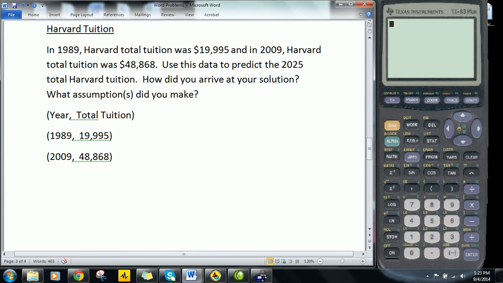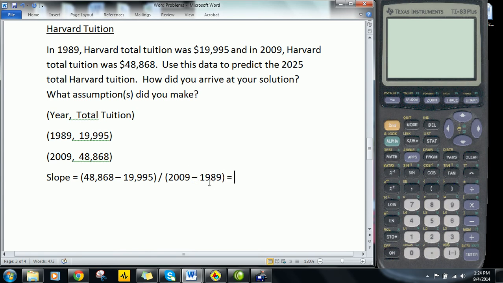Well, slope is the change of the dependent variable, the change in total tuition, which would be 48868 minus 19995, right? So that's our change in quote-unquote y, but now we're talking about dollars, divided by the change in x, or the change in years in this case. So really it's 20, but what it would look like if we were to write it out is such: change in y, the y variable, tuition, over change in x, time, year.